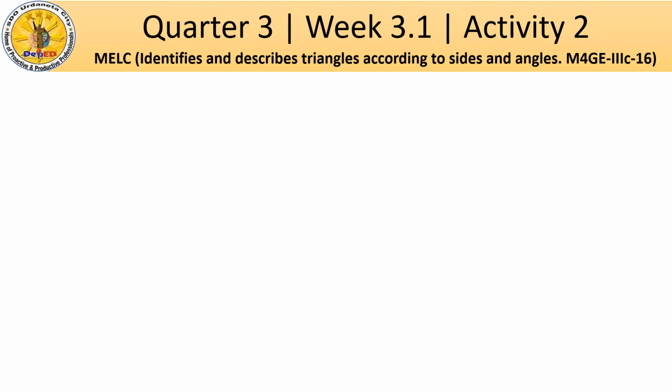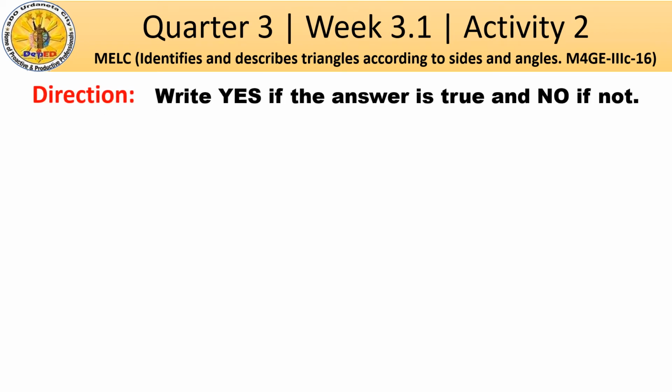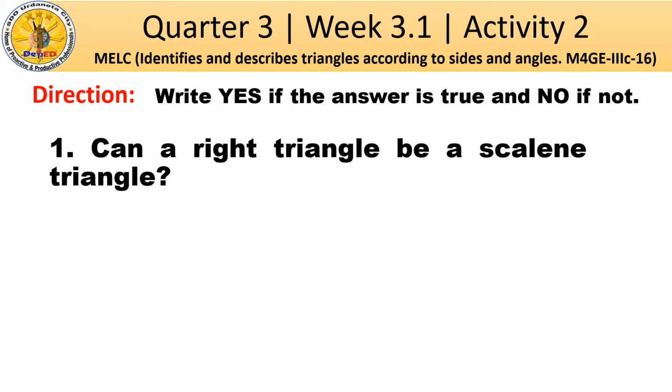Let us now have examples for this activity. But before that, here is the direction. Write yes if the answer is true and no if not. Let us have the first example. Can a right triangle be a scalene triangle? As stated earlier, a right triangle can be a scalene or isosceles triangle, but can never be an equilateral triangle. Therefore, the answer to this question is yes.